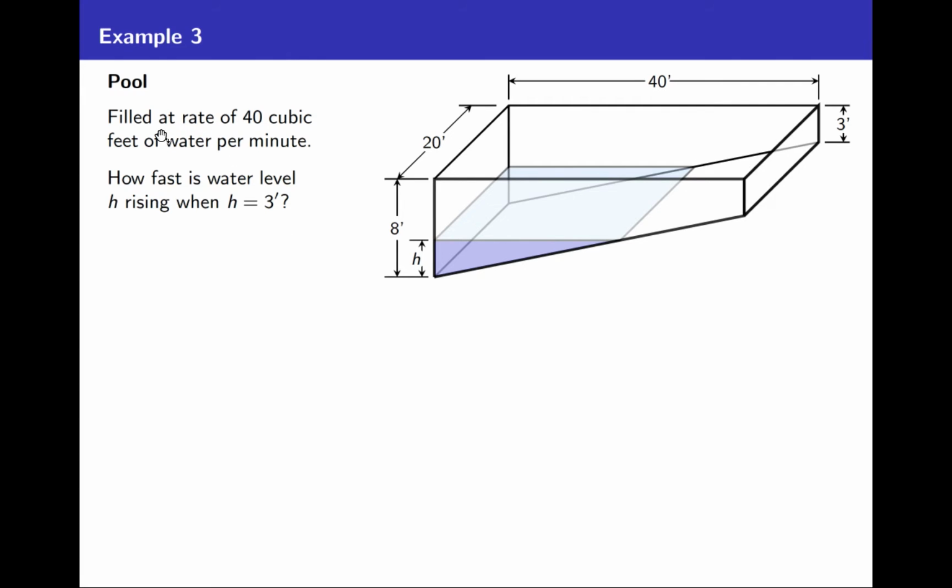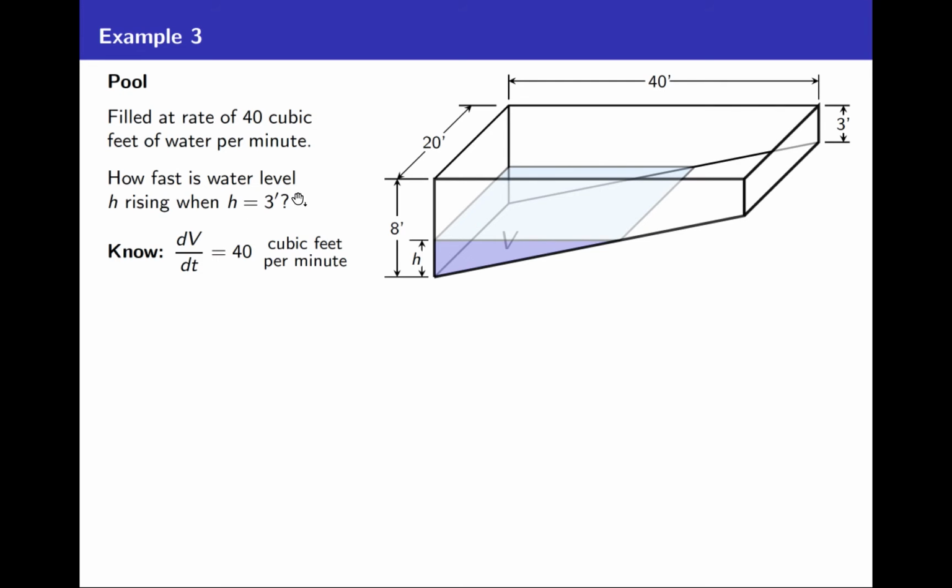Well, right here, we started out with the rate of change. The pool is being filled at a rate of change of 40 cubic feet of water per minute. So the number of cubic feet of this blue prism here is changing at 40 cubic feet of water per minute. Let's call the volume of this blue prism of water V. V is the volume. So we know that dV/dt is 40 cubic feet per minute. That's what's given to us here.